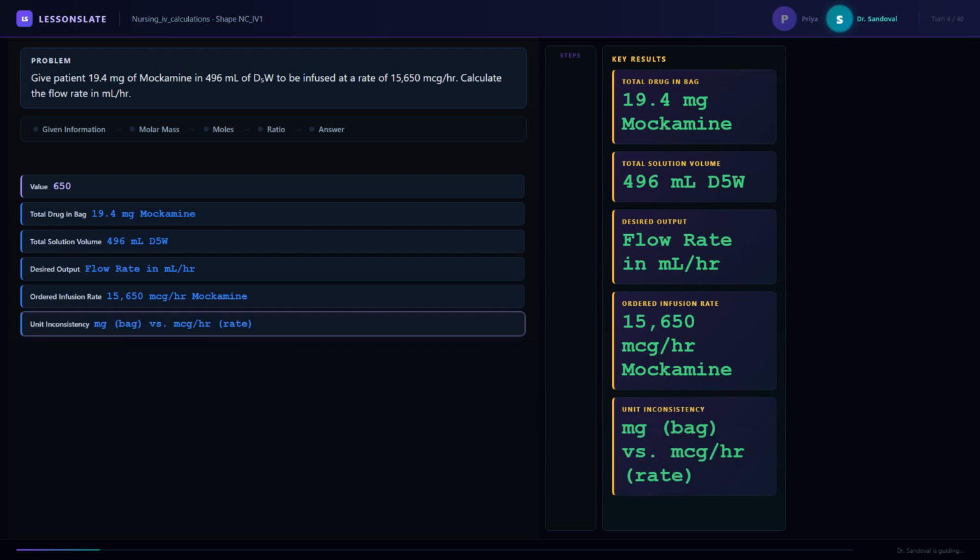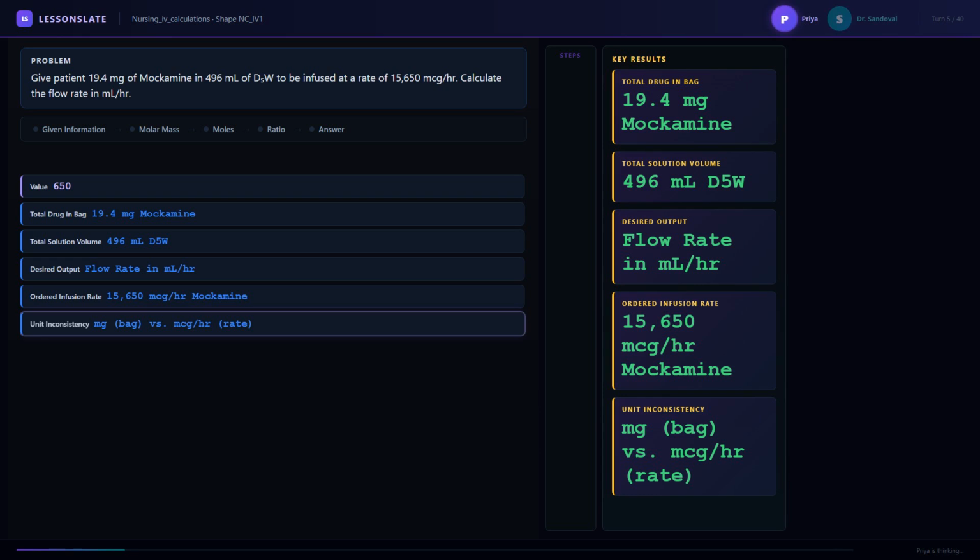That's an excellent observation, Priya. You're absolutely right that the units for the drug amount are inconsistent. The key is to make them the same so we can compare and calculate accurately. Given that the infusion rate is in micrograms per hour, what do you think would be the most straightforward approach? Converting the total drug in the bag to micrograms, or converting the ordered infusion rate to milligrams?